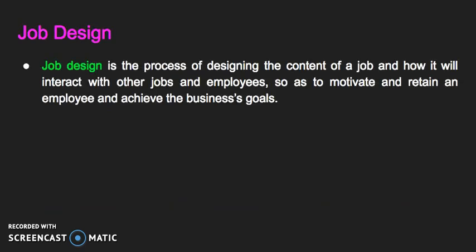And now let's shift over to job design as a strategy in terms of managing your human resources. So job design, firstly, is the process of designing the content of a job and how it will interact with other jobs and employees, so as to best motivate and retain an employee, which will then hopefully achieve the business's goal. So it's really looking at designing the job and what someone does in the job in order to motivate the person who's going to be doing that job in order to get them to stay.